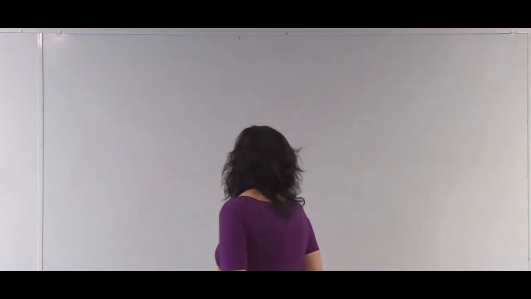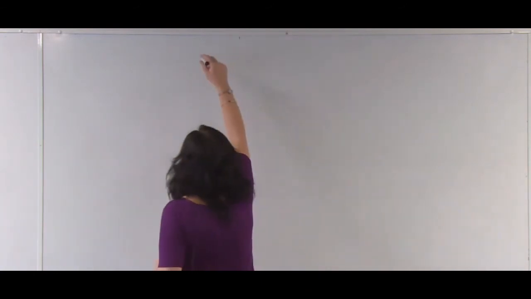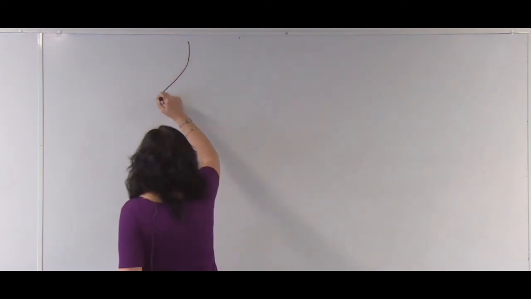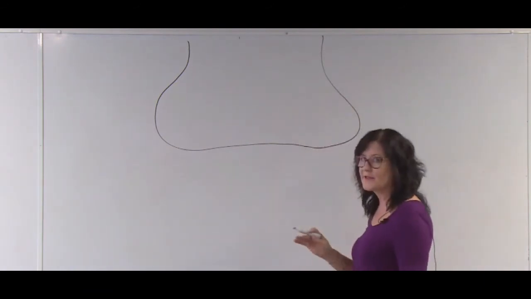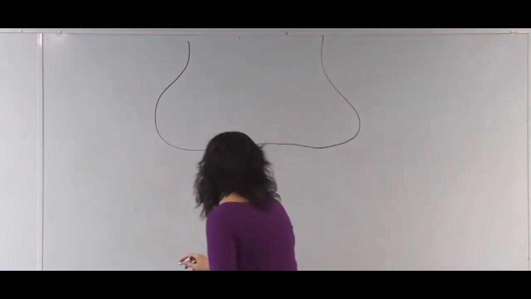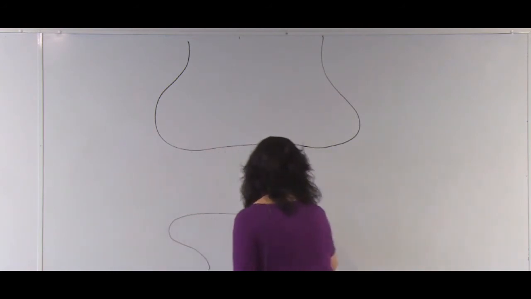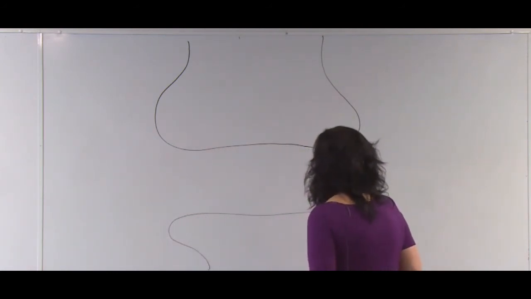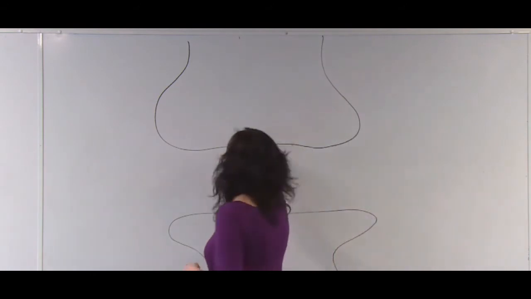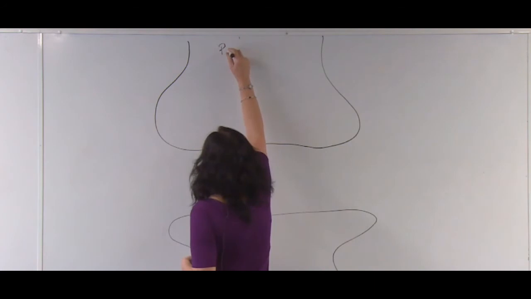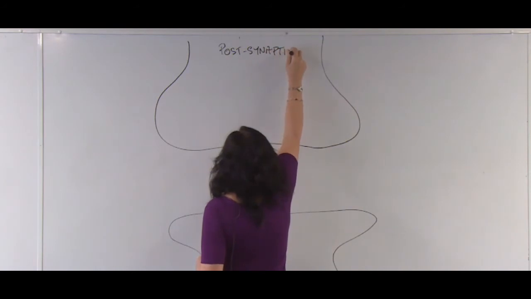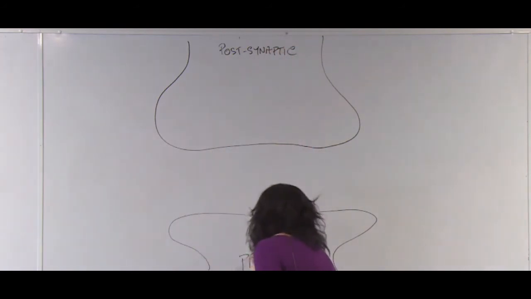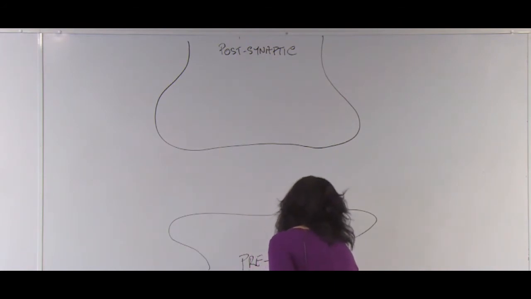Okay. So we have basically our postsynaptic membrane. I'm going to have to leave a massive synaptic gap here, I'm afraid, because we need to put a lot into it. Okay, so here we have our postsynaptic neuron, and here we have our presynaptic neuron.